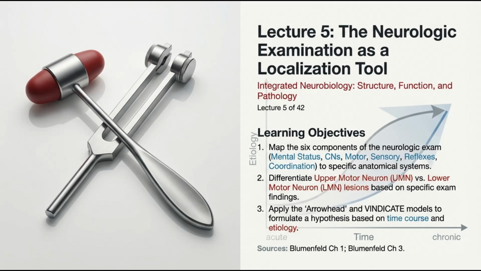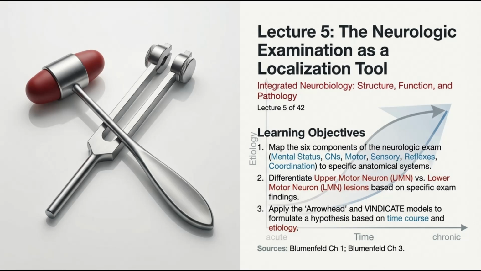That's the diagnosis. And the learning objectives here are pretty ambitious for one session. They are. First, we have to map the 6 components of the neuro exam to specific anatomical systems. It's not enough to know how to test something. You have to know where in the brain or spine you are testing. The second objective listed is differentiating upper motor neuron, or UMN, versus lower motor neuron, LMN, lesions. Which is, I would argue, the single highest yield binary decision in all of clinical neurology. If you get that wrong, everything else goes wrong.